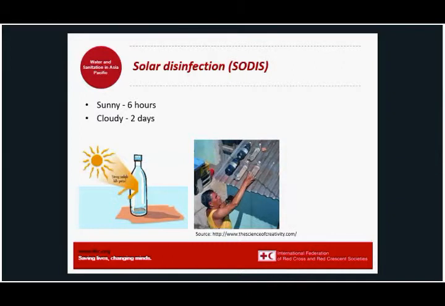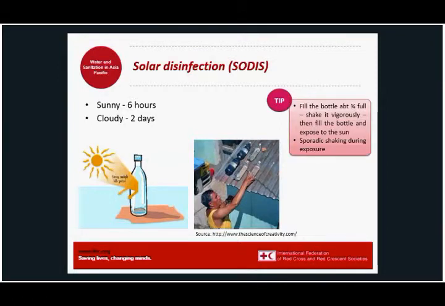Basically, this increases the temperature of the water by placing it under direct sunlight. In some cases, if a water bottle is not available, it can be replaced with a clean and clear plastic bag. A few tips to speed up the process: we can fill the bottle about 3/4 full of water and then shake it, then fill it up and expose it to sunlight. Sporadic shaking during exposure will also help the process.